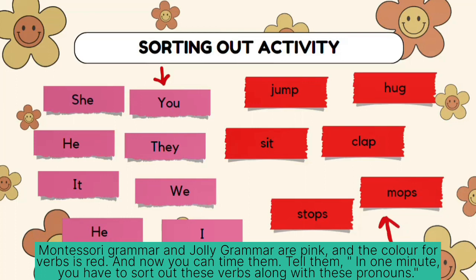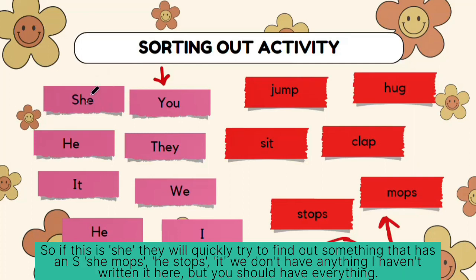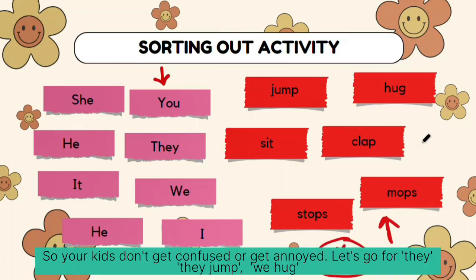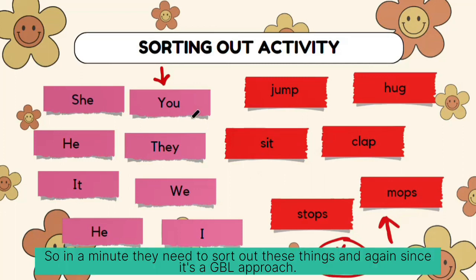And now you can time them, tell them in 1 minute you have to sort out these verbs along with these pronouns. So if this is she, they will quickly try to find out something that has an s. She mops, he stops, it, we don't have anything. I haven't written it here, but you should have everything so your kids don't get confused or get annoyed. Let's go for they. So they jump, we hug, I sit. So in a minute, they need to sort out these things.